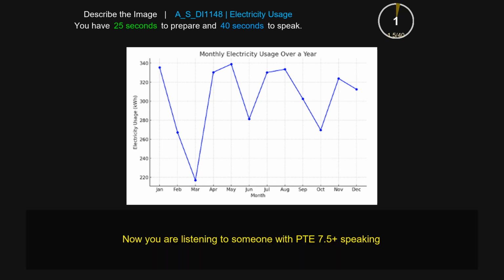The following picture gives information about electricity. On the left-hand side they provide the numbers 220 to 340, and on the bottom side are the months from January to December. The lowest one I can see is March, and the highest one is January at 340, and the middle ones are around 210 to 300. It's between April and October. In conclusion, the chart is quite informative and interesting.